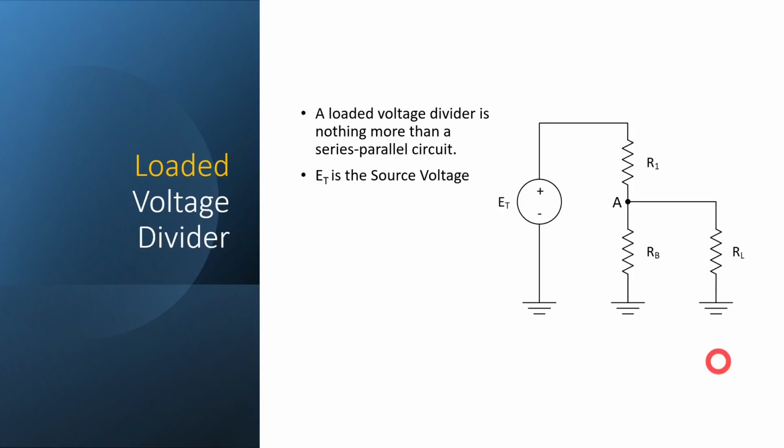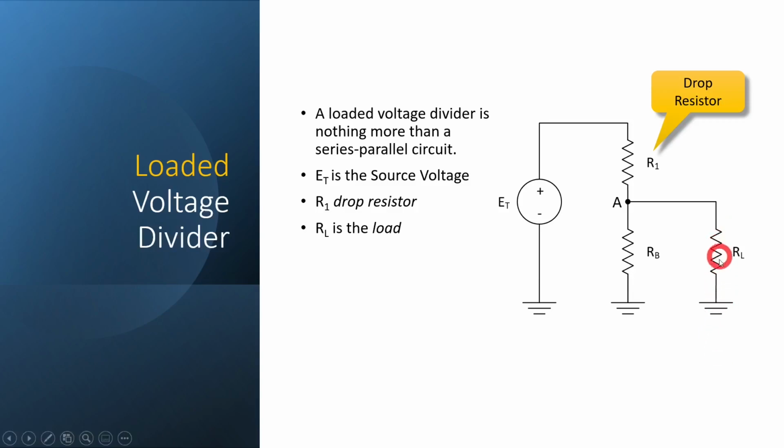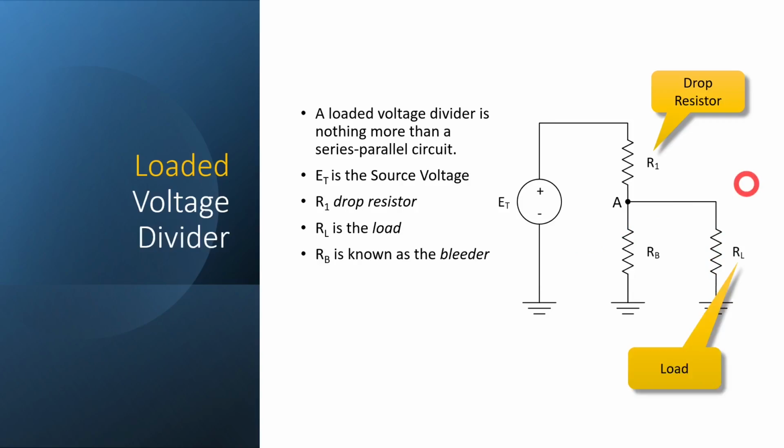E sub t is our source voltage, like it has always been. The R1 is now, we're going to actually term this a drop resistor. Okay, so we're going to get used to a new term. We already learned about a bleeder resistor. This is going to be our drop resistor that's going to do nothing more than drop the voltage to where we want it in this particular voltage divider. R sub L is the load. This is going to be the actual load that we're going to put across here. And this is what this voltage divider is actually going to be powering, is the actual load. Okay, so that's our load out there.